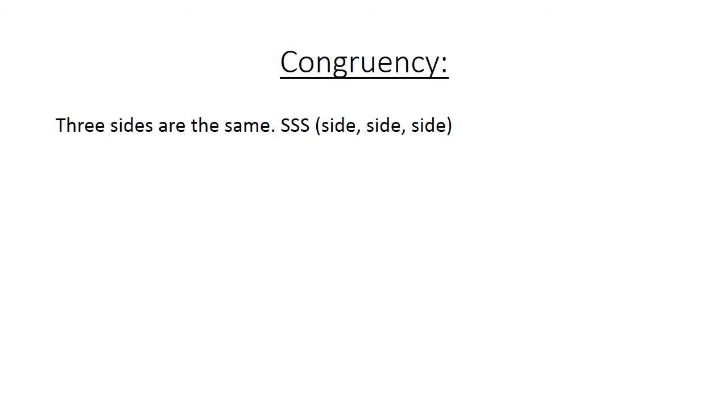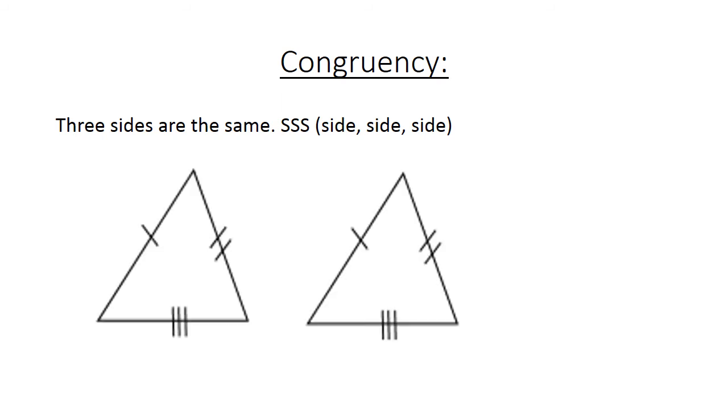Okay, now look at examples. Congruency. Three sides are the same. We have two triangles. Side number one, side number two, the yellow ones. And the third side is my green one.